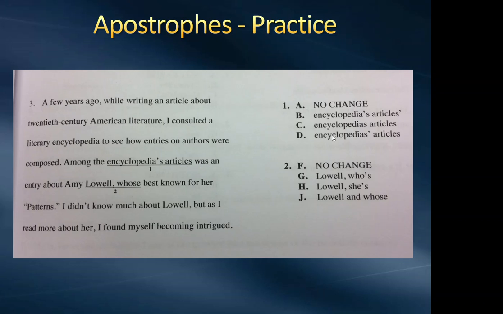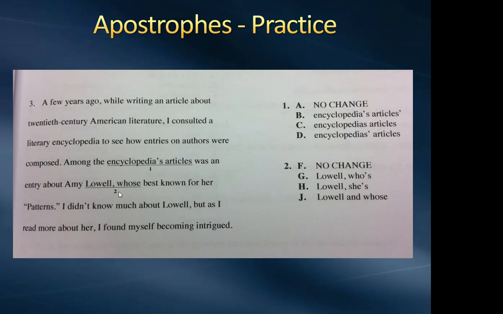So in this example, no change is the correct option because the other ones don't have the possessive form of encyclopedia. This one is several encyclopedias. Wait, let's see. Sorry about that. Yes, since we were only talking about one encyclopedia, the correct answer is A, no change.